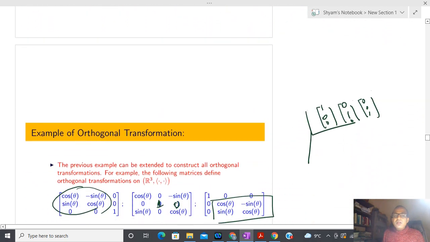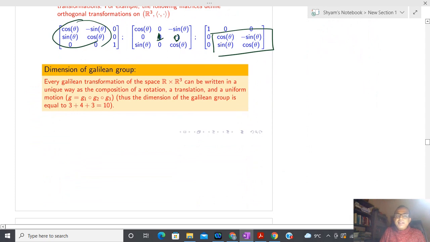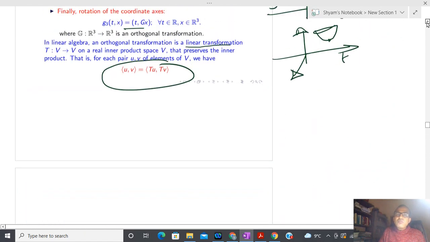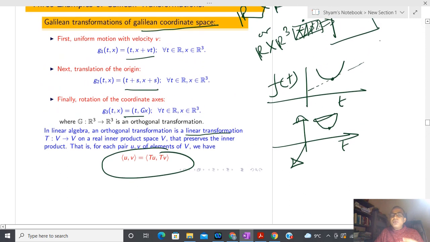Now let us come to the dimension of the Galilean group. It is not very difficult to tell that the dimension is 10, because it is possible to show that every Galilean transformation of a space can be written in a unique way as a composition of rotation, translation and uniform motion. In the previous class I have already told you that if I have three functions that form a group, then their composition also forms a group. So that is the proof. I have skipped that proof because we have already discussed this.